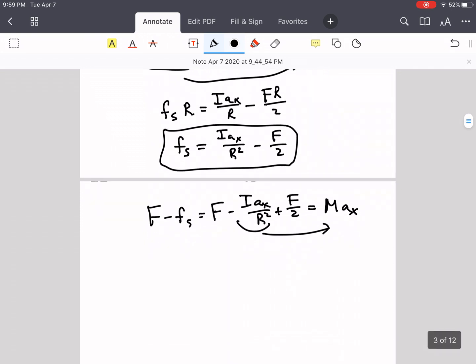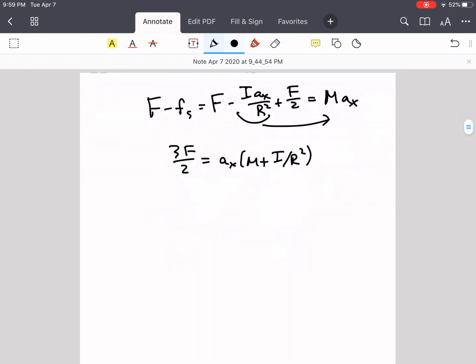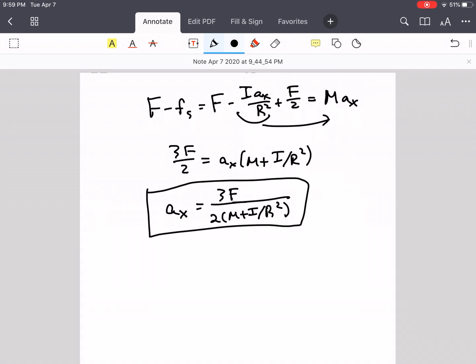Combine the two terms, I get 3F over 2 is equal to ax times m plus I over r squared. And when I divide through by m plus I over r squared, my acceleration is equal to 3F over 2 times m plus I over r squared. And importantly, as expected, this is positive. All of these numbers are positive, so this is positive, meaning it moves to the right. That's not surprising, but it's good to see what we expect.